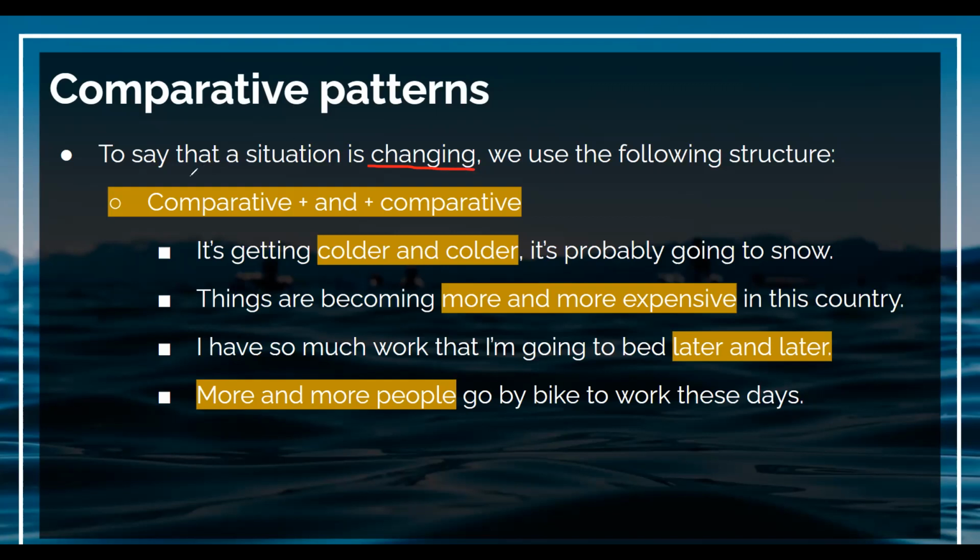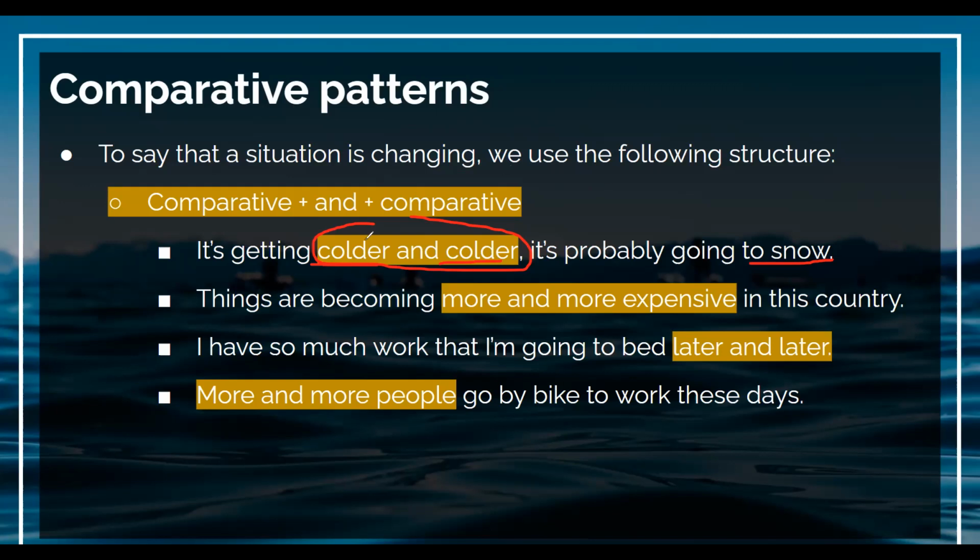The way you usually describe this is saying comparative and comparative. If it's a short adjective or a short adverb, you can say it's getting colder and colder. You can just double the adjective or the adverb. It's getting colder and colder. It's probably going to snow. So what this means is that for a little bit of time now, gradually, little by little, the temperature has become colder. Like every time gets even colder. So it's probably going to snow. That's the conclusion you can reach based on that.